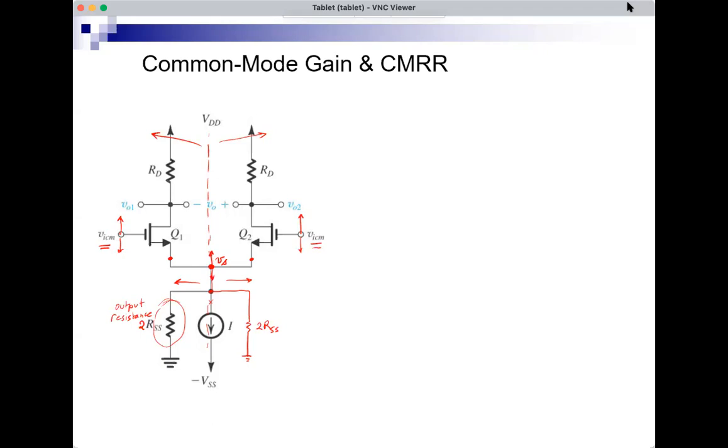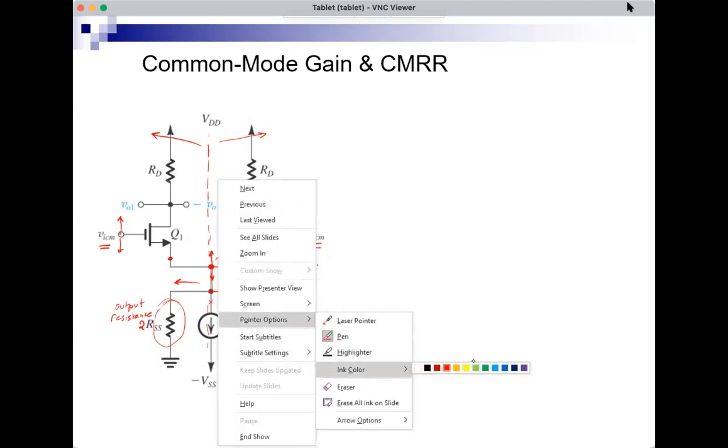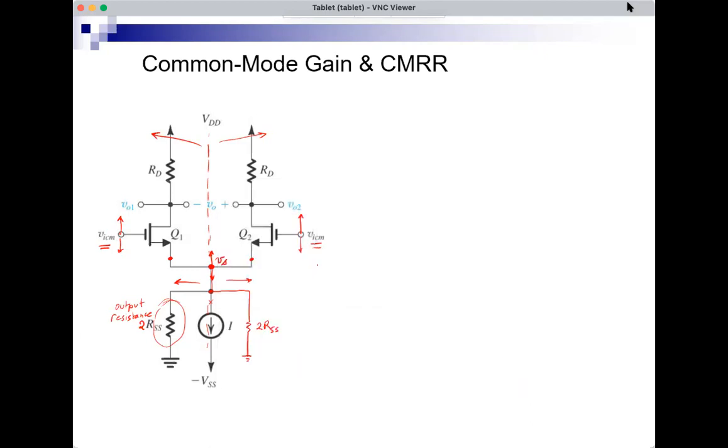If I have differential inputs, let me change the color for differential inputs. So blue would be differential inputs. If this is VID over 2, this would be minus VID over 2. So this is what happens. The blue colors is the situation when I have fully differential. And when this goes up by this amount and this goes down by the exact same amount, this would not move and it would be virtual ground.